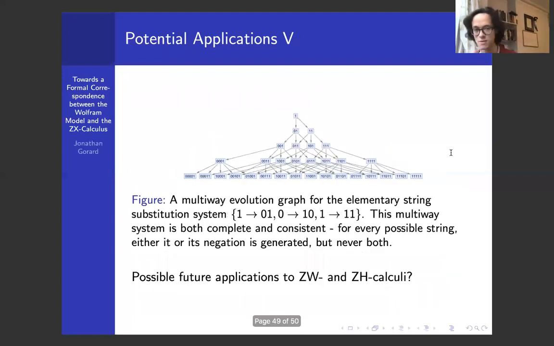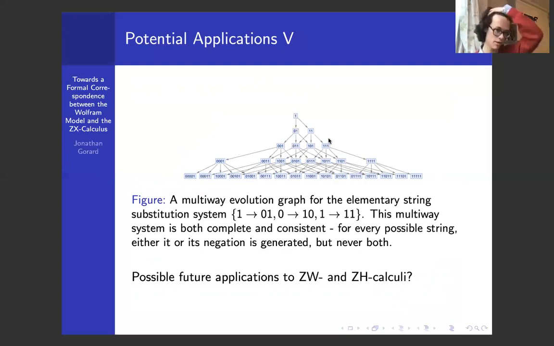But then there's a sweet spot in between, in which you have a multiway system like this, where either the string or its negation is generated, but never both. And this is an example of a multiway system generated by an axiomatic rewriting system that we can infer is both complete and consistent, and where the underlying inference rules are therefore sound.